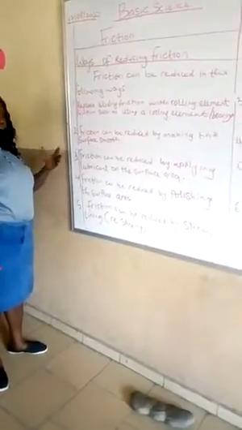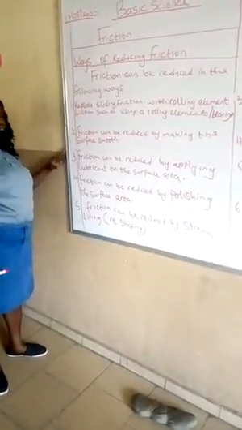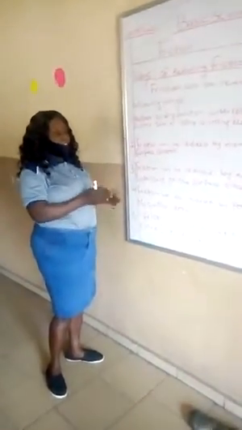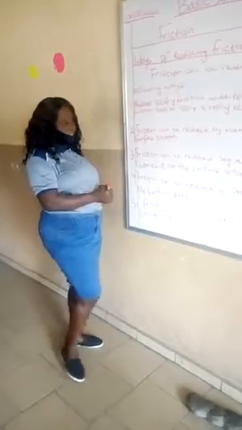Another way of reducing friction is by polishing the surface area. Friction can also be reduced by streamlining the object. That means giving it another shape, reshaping it.